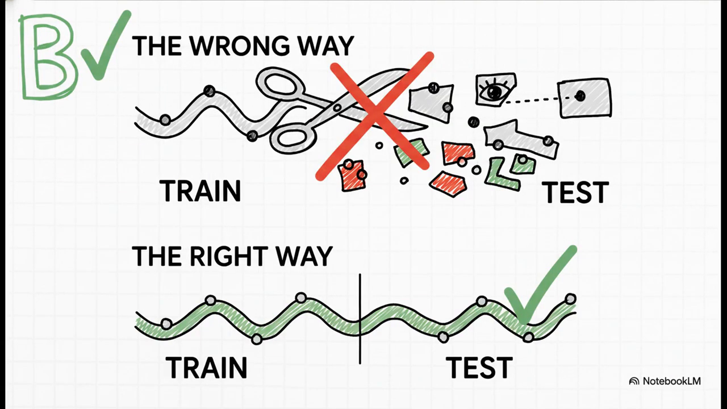The answer has to be B, the relative expression split. You can never, ever, ever randomly split time series data. If you did, your model would get to peek into the future to make its predictions about the past. That's called data leakage, and it's a huge no-no. You always have to split chronologically. Train on the past, test on the future.